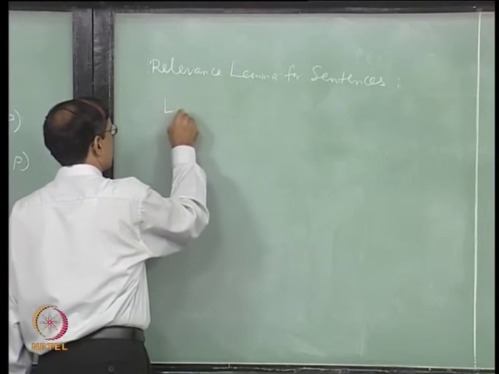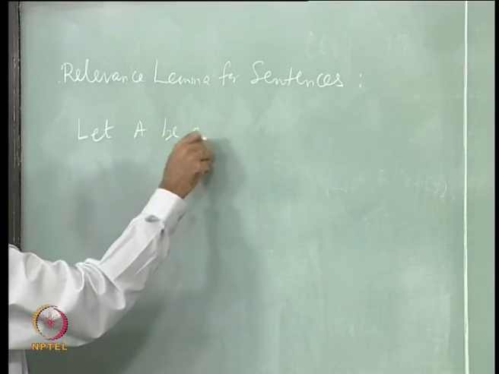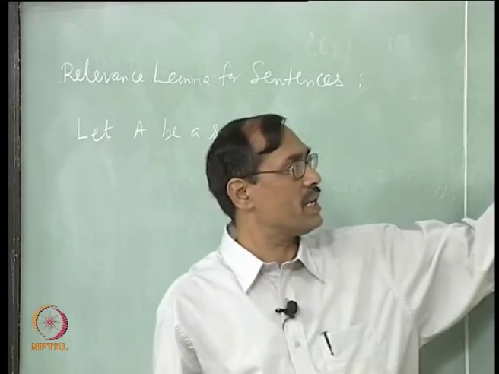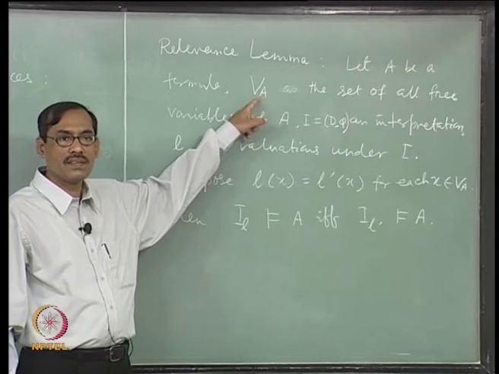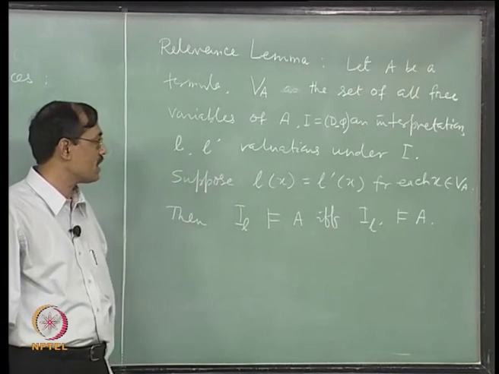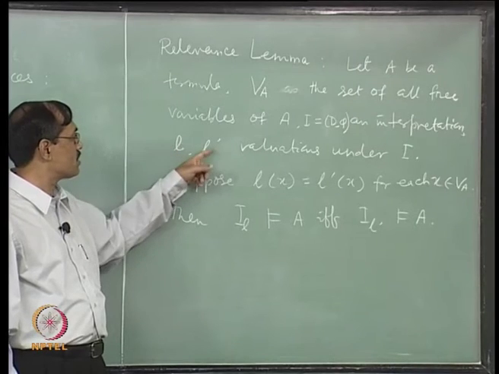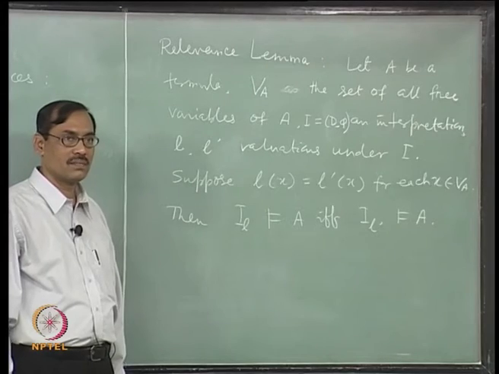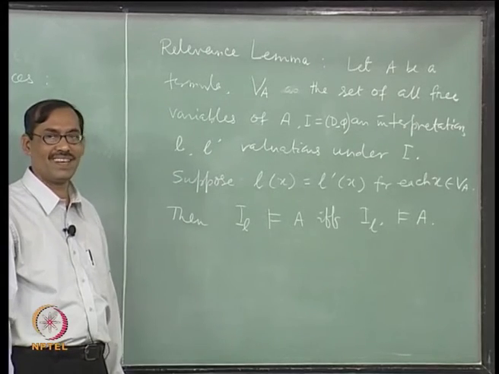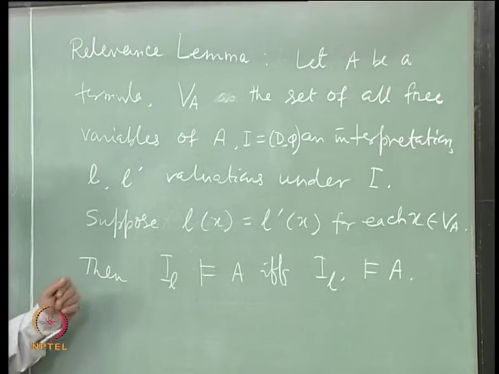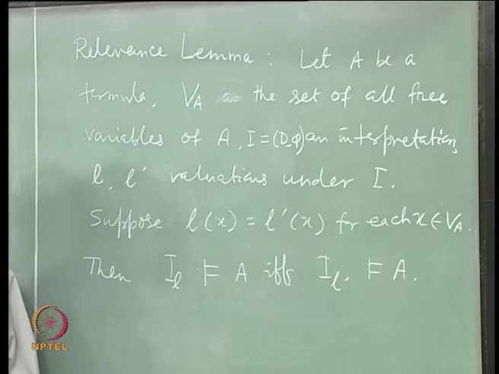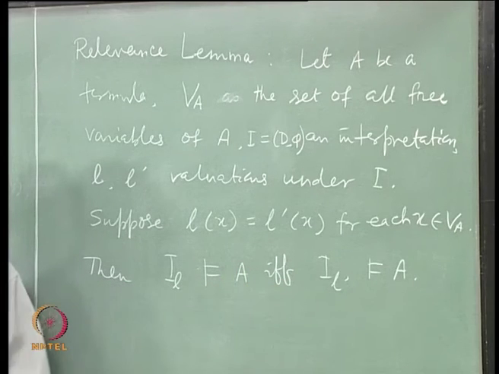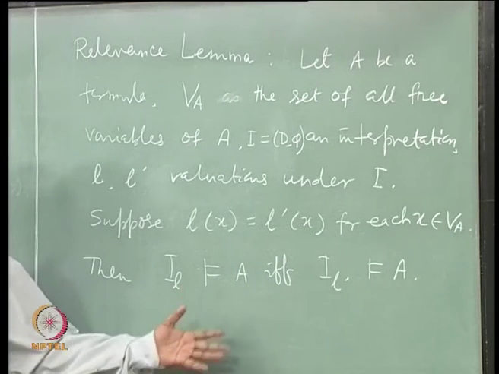So, we will be starting with a sentence, let A be a sentence. In that case the free variable set of A is empty, there is no free variable. Then any two valuations you take, L and L prime, they will agree on V A, because there is no case of difference. So, once they agree, your conclusion will hold. The conclusion is: I L satisfies A if and only if I L prime satisfies A for any valuation L.